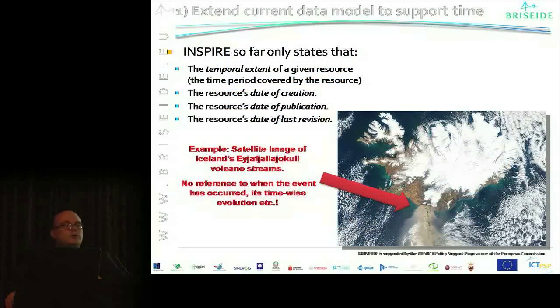Extend the current data model to support time. INSPIRE, which has been recalled several times, pays very little attention to the time dimension. Actually, the temporal extent of a given resource is accessible only by means of the resource creation date, the resource publication date, and the resource last revision date. So if we look at the picture showing the effect produced by the Iceland volcanic eruption, there is no reference to when the event occurred and its time-wise evolution. More technically speaking, we don't have any temporal information about the topological geographical information embedded in a shapefile.